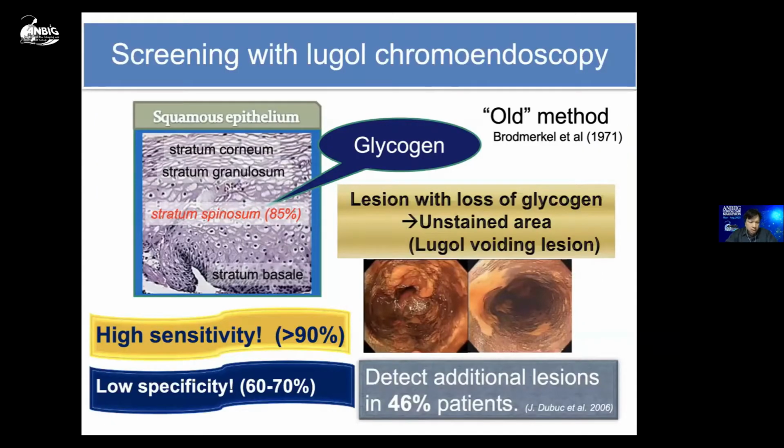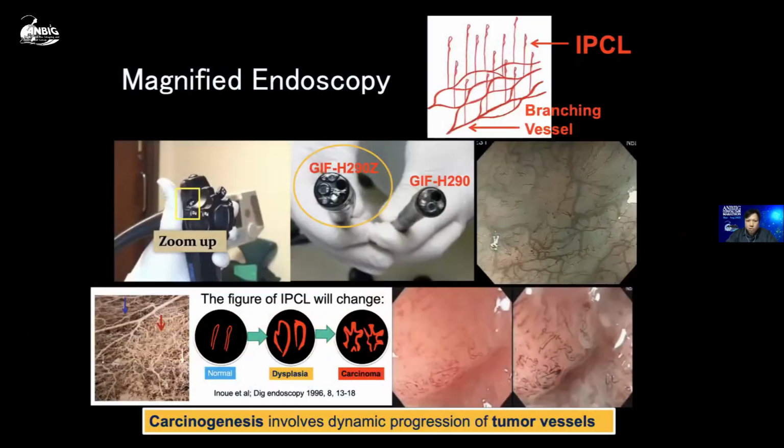Glucose solution is an old method. As we know, the normal epithelium of the esophagus contains glycogen. When the epithelium has dysplasia change, the glycogen amount will decrease. So after staining with glucose solution, the suspicious lesion will become whitish. Glucose solution had high sensitivity but very low specificity, and also has some adverse effects.